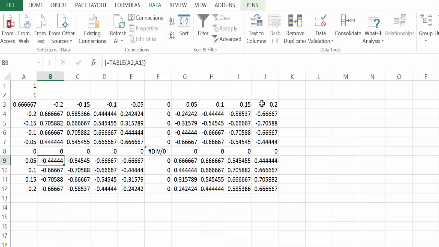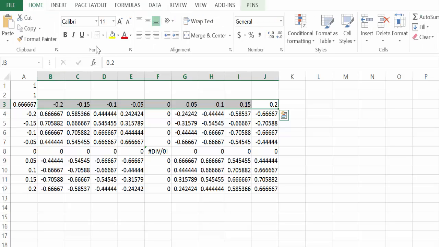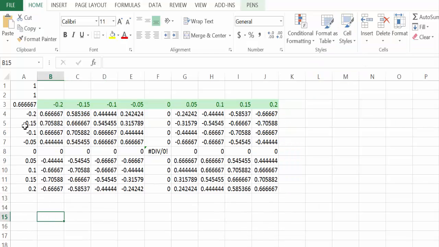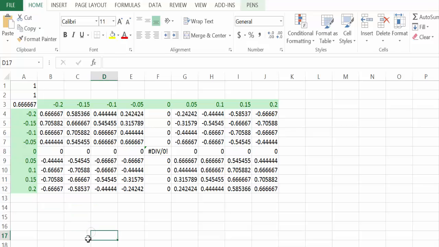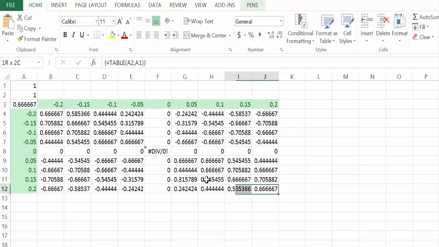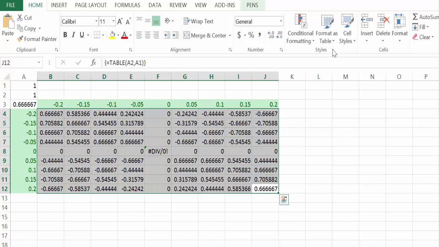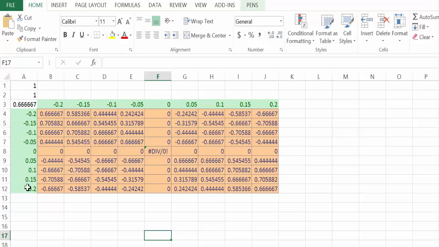Let's go ahead and highlight our inputs, maybe in bold, and maybe color them green, so we can tell the difference between our inputs and outputs, and maybe even make the outputs a different color. There we go. So here's our table.